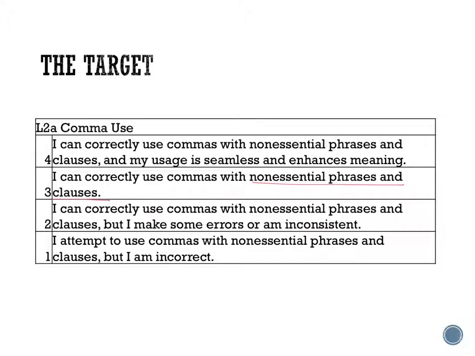At the 2 level, you may make some errors, so you're correct sometimes, but not always. At the 1 level, you're trying to use those non-essential phrases and clauses, but you're not using your commas correctly. At the 4 level, not only do you have the commas of the non-essential phrases and clauses, but you're really paying attention to how you use your complex sentences to actually enhance meaning. Okay, so perfect use, commas are all correct, but you're not using those complex sentences and those non-essential phrases all the time, only when they are most warranted.